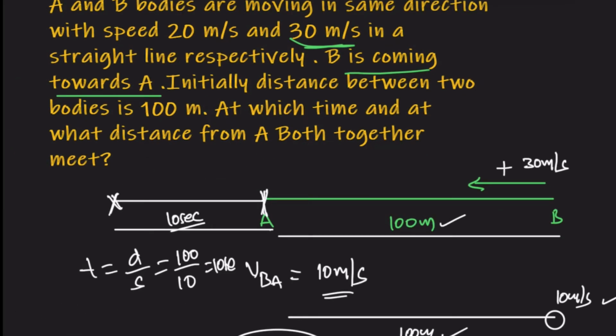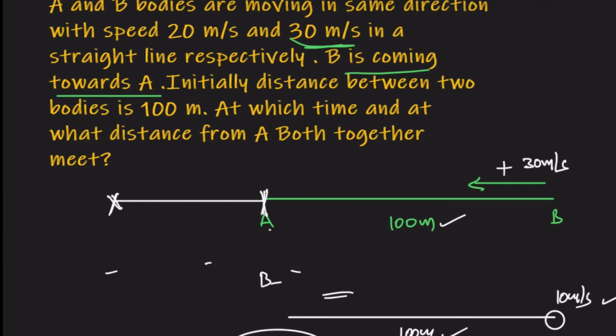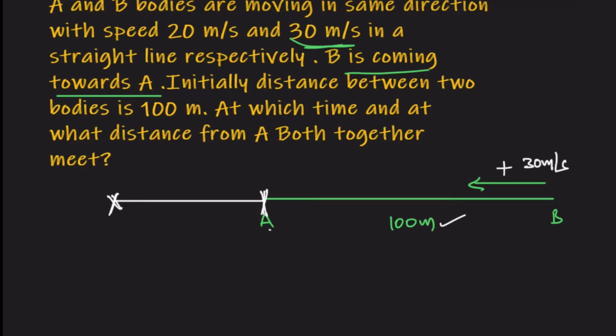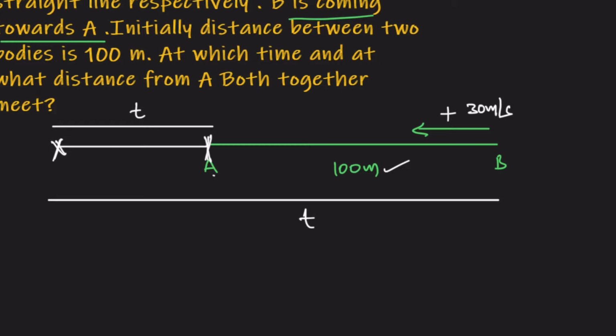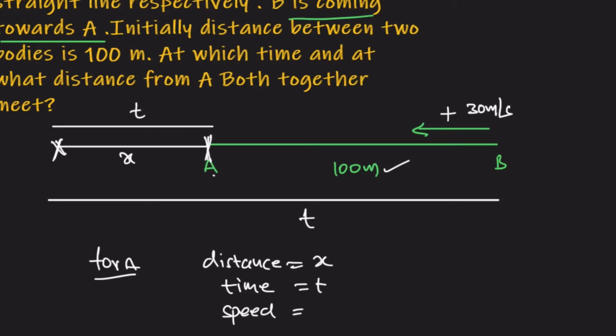Suppose after time t, both meet together. Suppose this is the meeting point. Both take time t. So for A and B, it takes time t. Suppose this is the x. So for A, distance is equal to x, time is t, and speed is clearly given, that is 20 meter per second. So another distance is equal to 20 into t.